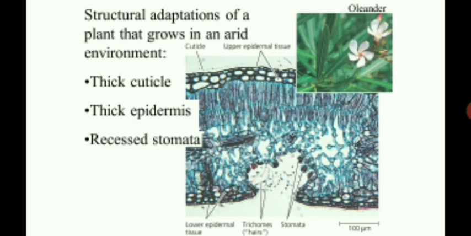Once again in this slide, there are certain adaptations which are shown that are mainly seen in xerophytic plants. By xerophytic plants, we mean the plants that are growing in desert-like conditions. There, the leaves would have a thick cuticle, thick epidermis, and the stomata will be sunken. They will not be present on the surface, but in pits, so that they do not come in contact with the external environment directly.